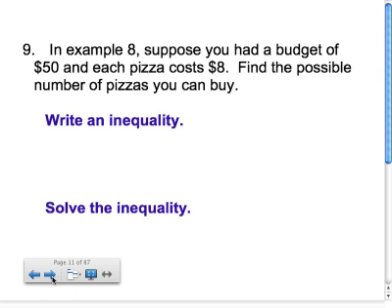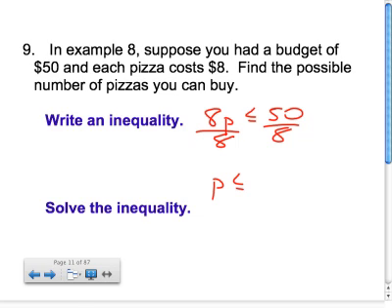And then the last one here, number 9, says, in example 8, suppose you had a budget of $50 and pizzas cost $8. Find the number of pizzas you can buy. So it's the same problem. $8 per pizza and you're on a budget of $50. Divide both sides by 8. P is less than or equal to, that's going to be 6.25. Okay? And again, obviously, you can't order 0.25 of a pizza. Okay? So the highest number of pizzas you can actually order is just going to be 6. Okay? And then anything less than that.